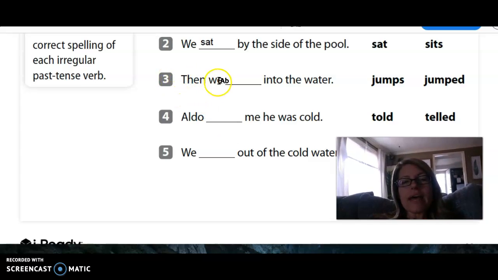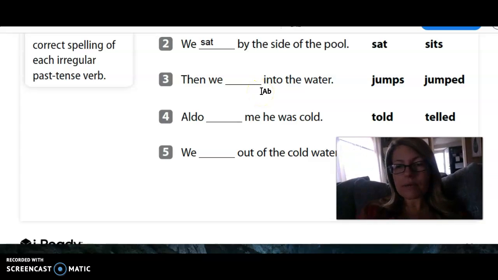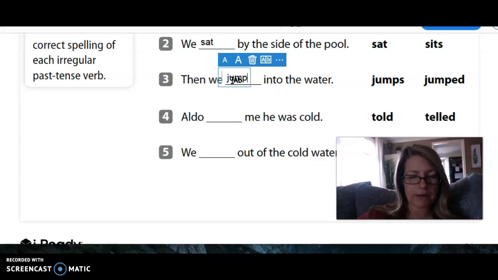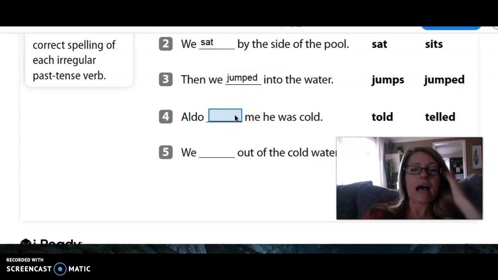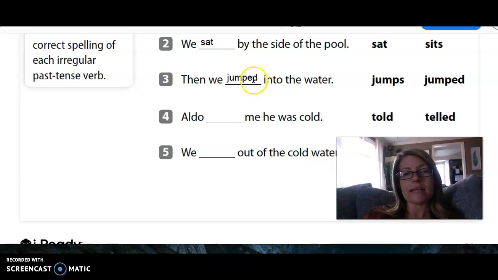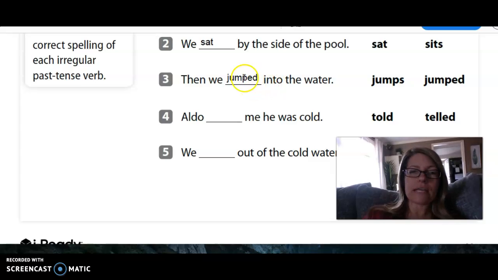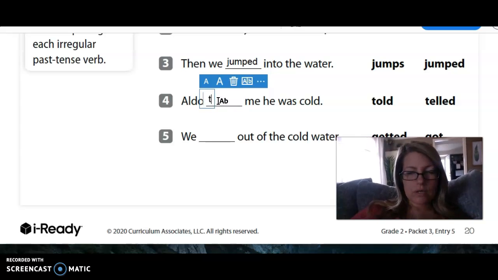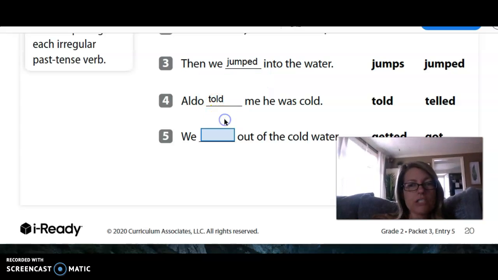Number 3, then we blank into the water. Then we jumps into the water, or then we jumped into the water. Jumped sounds much better. Okay, and that is not an irregular verb because it adds an ed to the end, just like we usually do. So this is just a good old-fashioned verb that we add ed to the end to show it's already happened in the past. Number 4, Aldo blanked me he was cold. He told me he was cold, or he telled me he was cold. For this one, we would use the irregular verb told. Aldo told me he was cold.